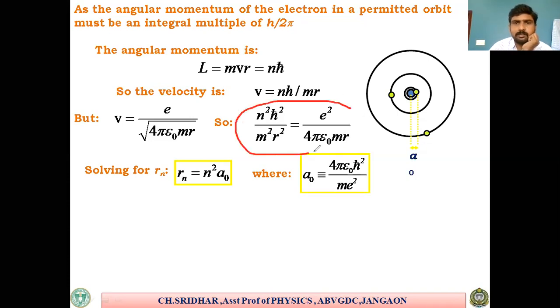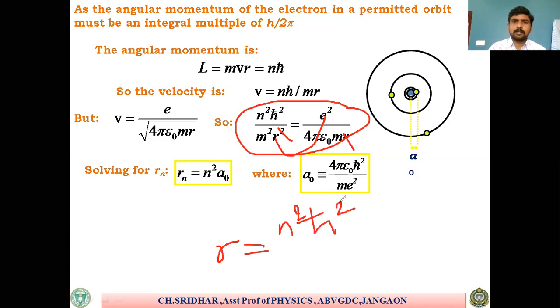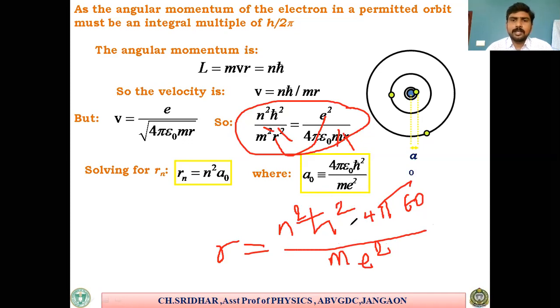So from this equation, the square and r are cancelled, and we are left with R is equal to n square h cut square into 4 pi epsilon naught divided by m e square. The m and square cancel, so the 4 pi epsilon naught comes into the numerator, and e square comes down, and r goes to this side, leaving m e square.